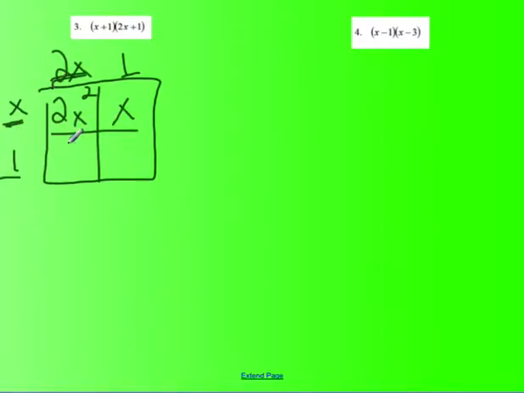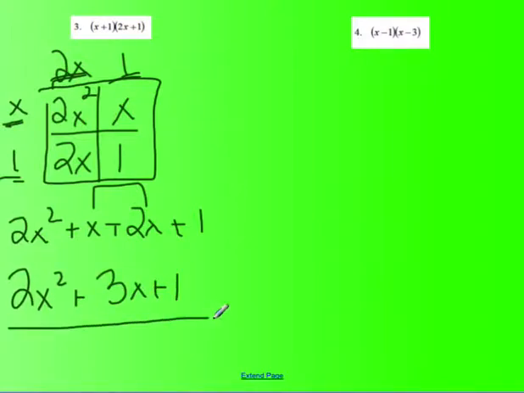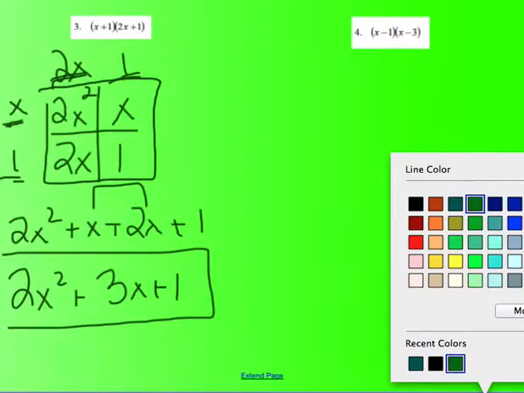1 times 2x, that's going to give me 2x, that goes in this box, and 1 times 1 is going to give me 1. So let's go ahead and write out our terms in the box. If you can look in the box and see what the like terms are, you do not have to write it out like this. So now we can combine those terms. So I have 2x squared, and now I'm going to combine x and 2x, which gives me 3x. So then I end up with 2x squared plus 3x plus 1 as our final answer for number 3.